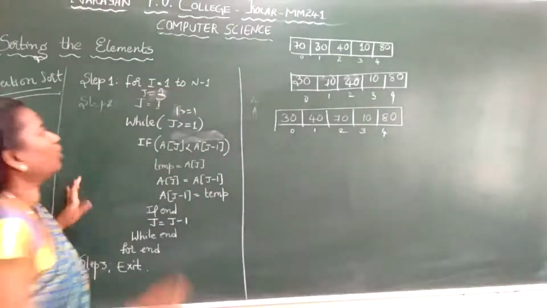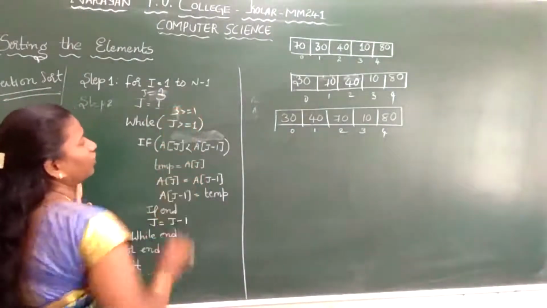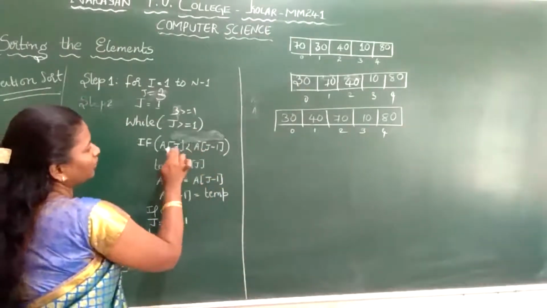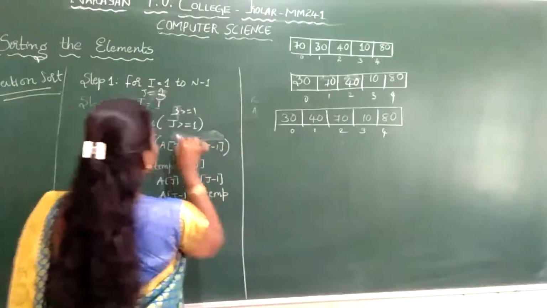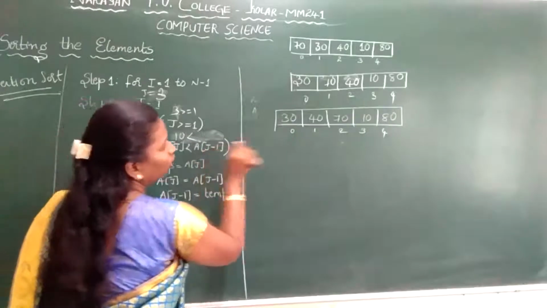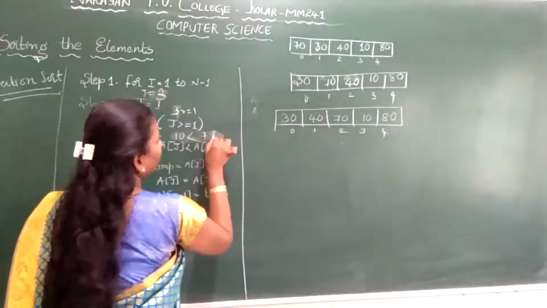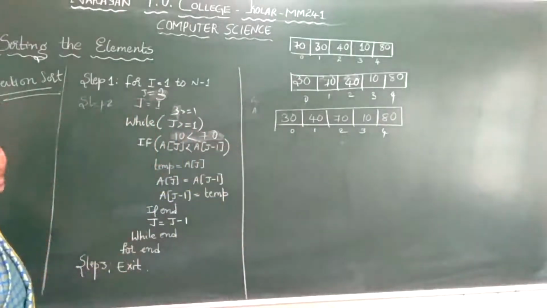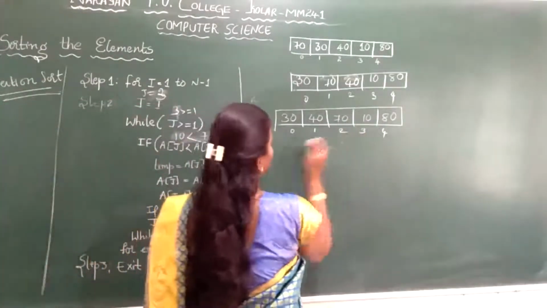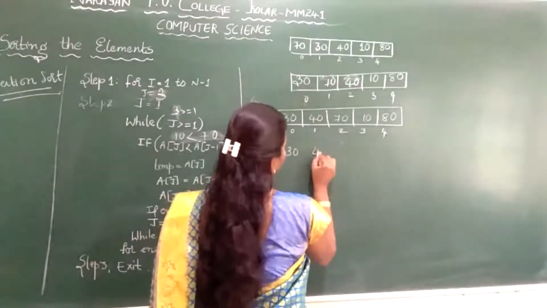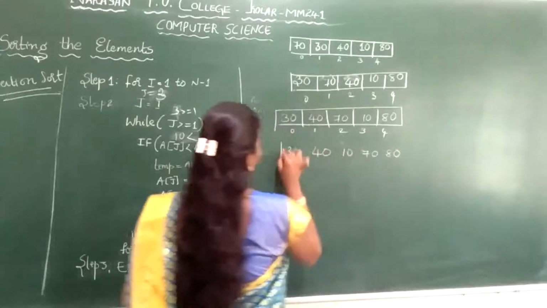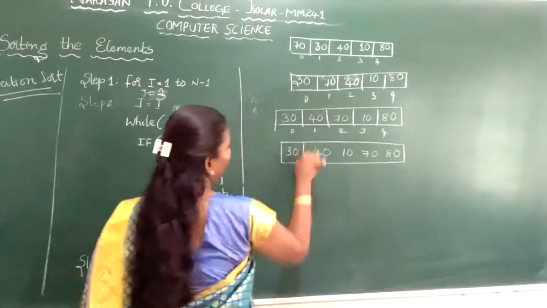Okay. Now what is your j value? 3. 3 is greater than or equal to 1. Yes, 3 is greater than or equal to 1. What is A of j? A of 3 is 10. What is j minus 1? 3 minus 1 is 2. What is A of 2? 70. So now 10 is less than 70. Yes, 10 is less than 70. So the condition satisfies. We need to swap.